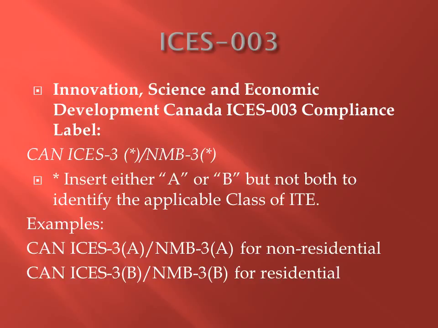As per the standard, insert either A or B, but not both, to identify the applicable class of information technology equipment. Examples below show the label for non-residential use with A inserted in the parentheses, and for equipment for residential use with B inserted in the parentheses.